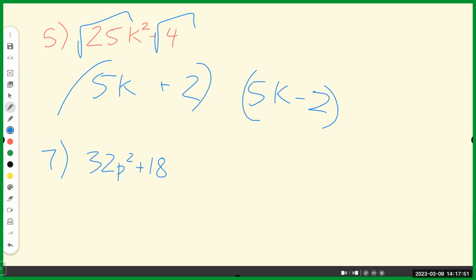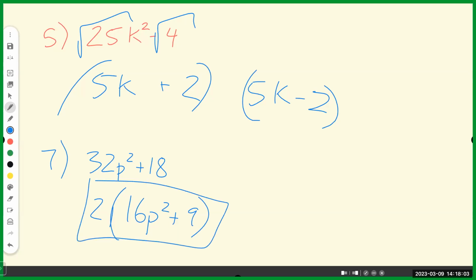Ready, set, go. Factor out the greatest common factor, 2. That's going to be 2 times the quantity 16p squared plus 9. Done. And that's all you can do. Once you have a plus sign, you stop.